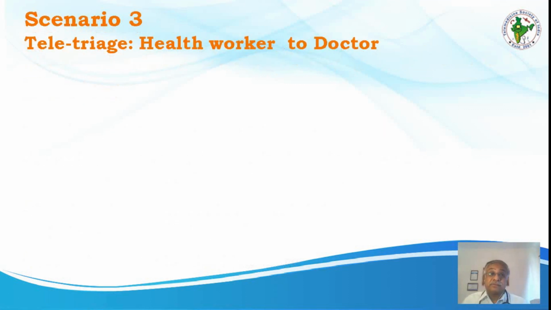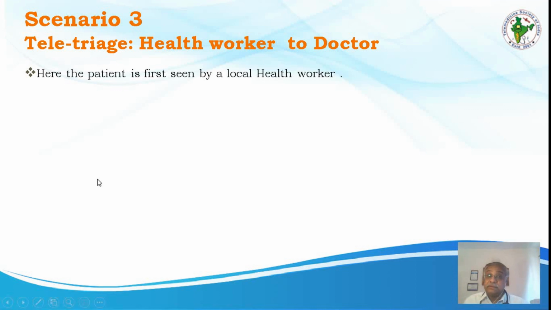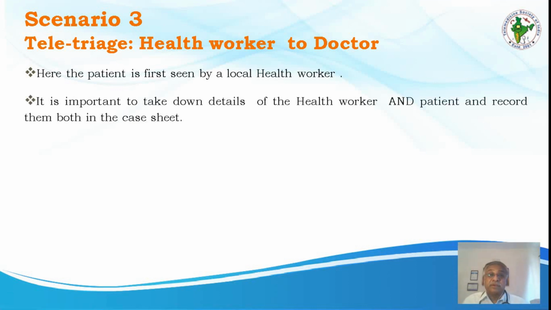Now let's look at scenario 3. This is a little different because it is now a health worker who is calling a doctor. Here the patient, remember, is first seen by a local health worker. It's important for you to take down details of the health worker when he calls you or connects with you, and of course of the patient. Why? Because you could have multiple health workers calling you from different areas, and you do not wish to get confused by who has called you about what patient.